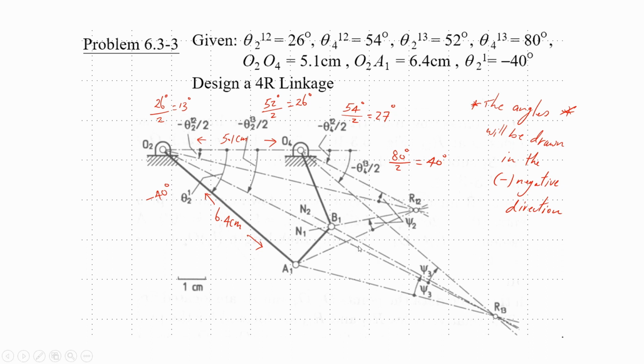Okay, so now we're going to construct these 2 reference points. We're going to construct this one, so we know this one is 13. We're going to construct this one, which is 26, and then we're going to construct this one, this big one here, which is 40. And remember, they are going to be drawn in the negative direction.